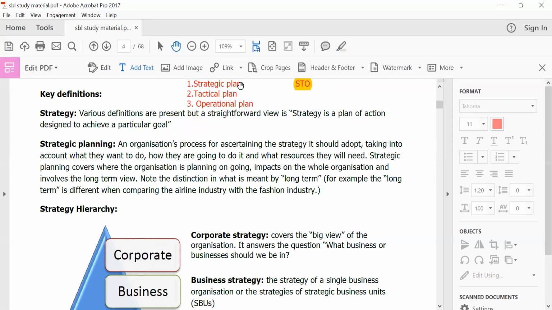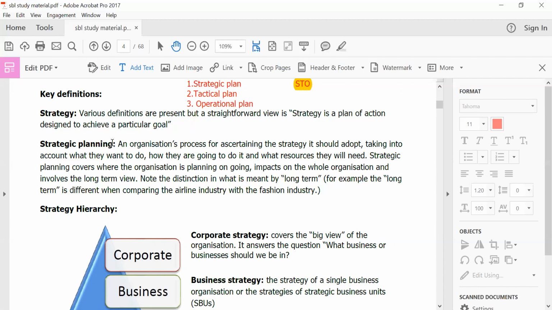This strategic plan is a plan created by the top level management. They look at the overall strategy of the organization. That is what we call strategic plan. Then we have the tactical plan. This tactical plan is mostly come by the middle level management. And we have the last one, which is operational plan, mostly exhibited by those on the field work.